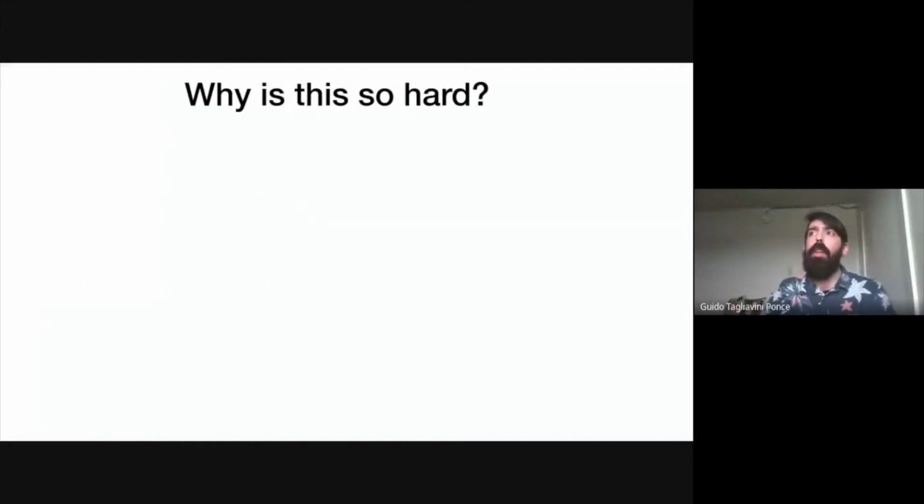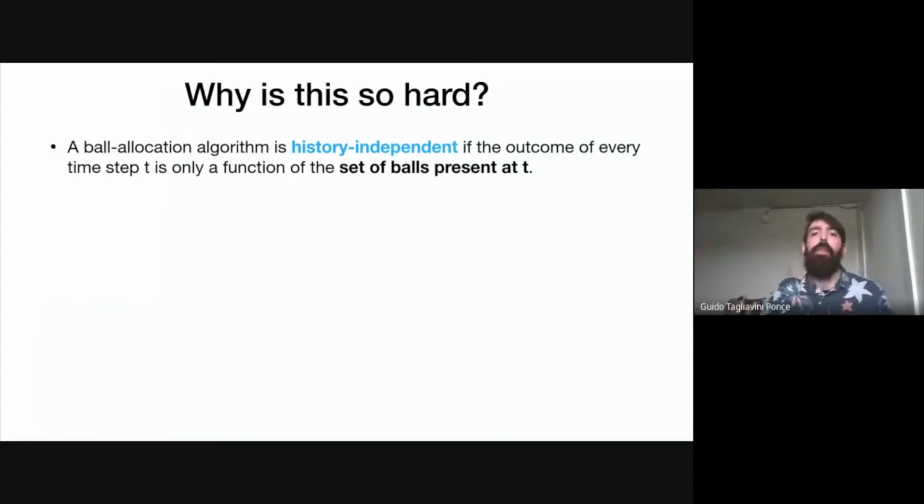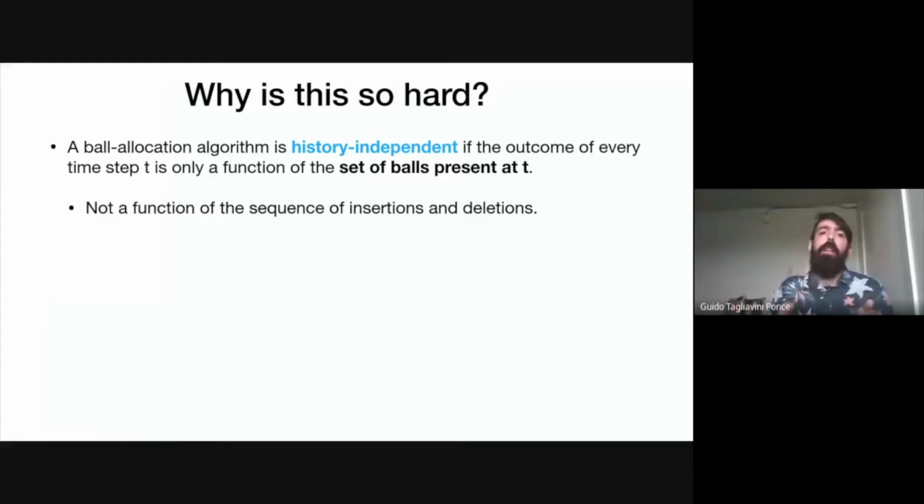Okay, so let me argue why this is hard. And for this, I'm going to introduce the concept of history independence. We say that a ball allocation algorithm is history independent if the outcome at every time step t is only a function of the set of balls present at that time. So in particular, this means that the analysis is not a function of the sequence of insertions and deletions leading to that point in time.